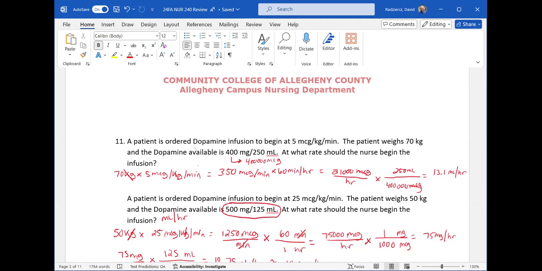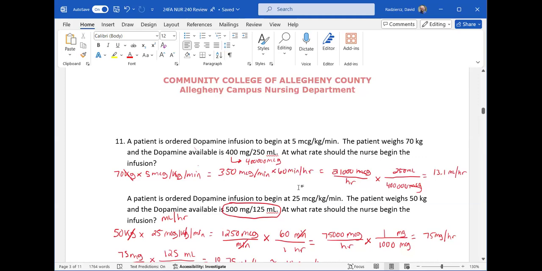And if you're converting micrograms to milligrams, which I see that you did, so 350 divided by 1,000, you get the 0.35. So that still works out good. So 0.35 times 250 divided by 400, you're still getting 0.22. So yeah, then you just need to make sure, like I did here, right? You got to convert minutes to hours because your flow rate's always going to be in milliliters per hour.